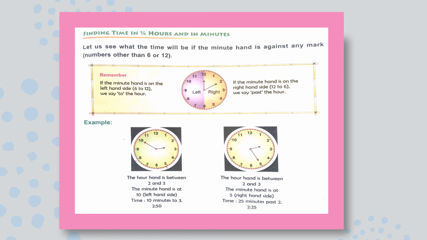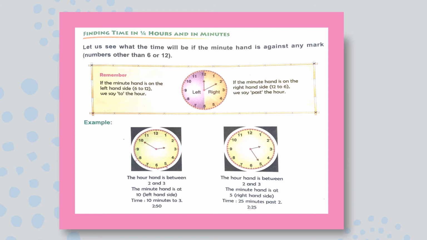For example, the hour hand is between 2 and 3. The minute hand is at 10 on the left hand side. The time is 10 minutes to 3, that is 2:50.